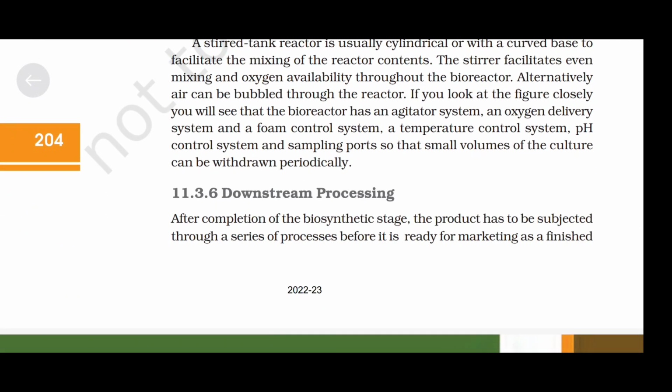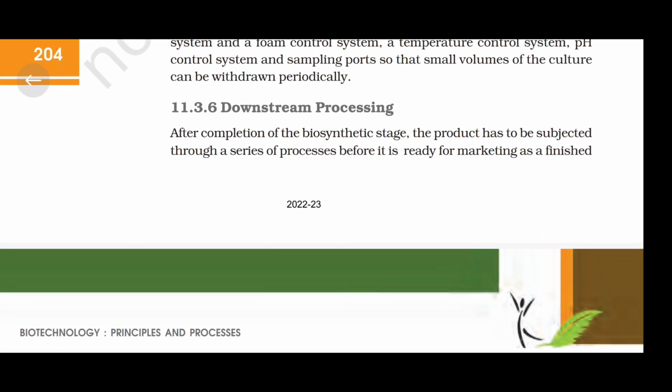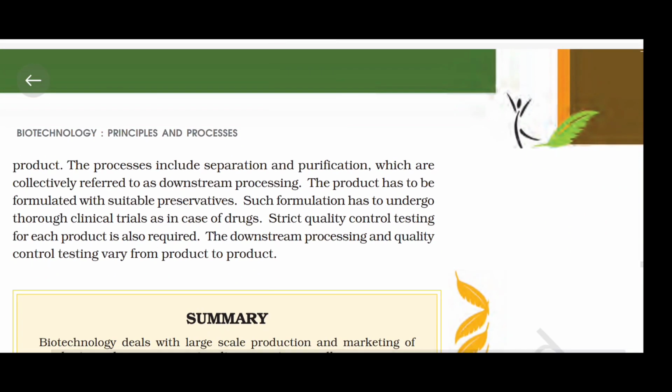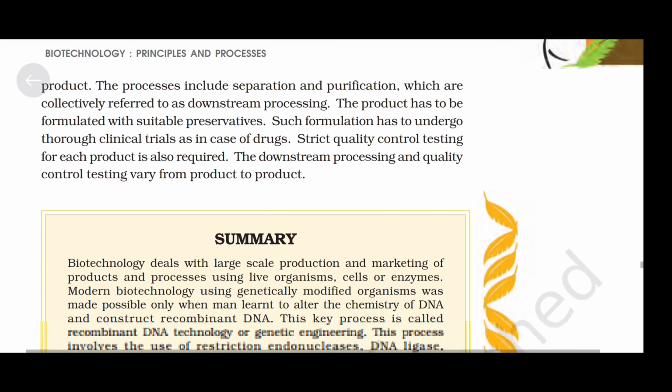Downstream processing. After completion of the biosynthetic stage, the product has to be subjected through a series of processes before it is ready for marketing as a finished product. The processes include separation and purification, which are collectively referred to as downstream processing. The product has to be formulated with suitable preservatives. Such formulation has to undergo clinical trials as in case of drugs. Strict quality control testing for each product is also required. The downstream processing and quality control testing vary from product to product.